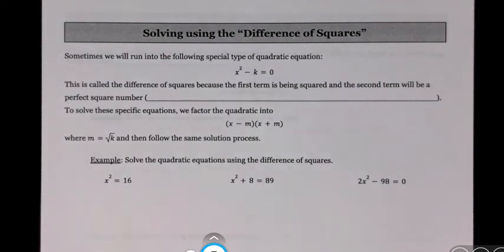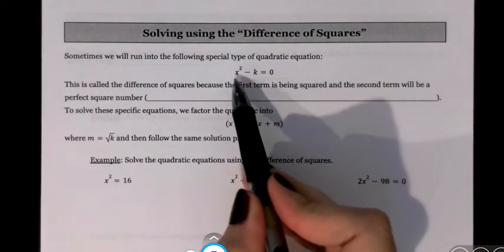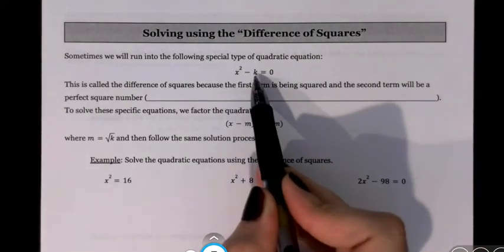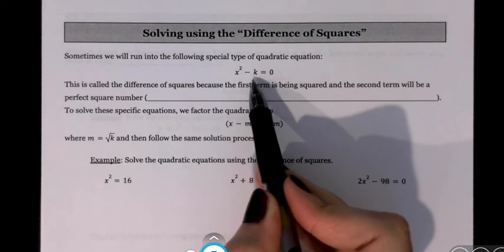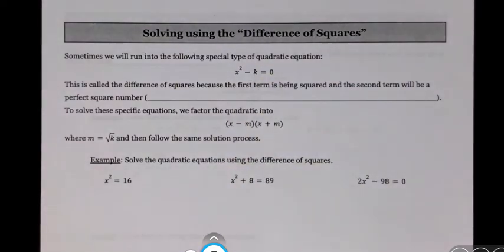We are continuing our notes on solving quadratics. So another method we have is solving using difference of squares. Sometimes we run into an equation that looks like this, where we have our term that's being squared, and then we have some constant, and we're missing that middle term.